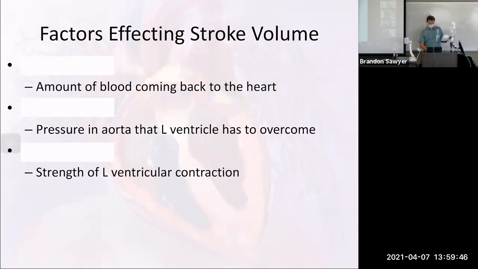Good. Okay. All right. So there's three factors that determine stroke volume. Okay. The first one is the amount of blood that makes its way back to the heart before contraction. And that one's called preload.